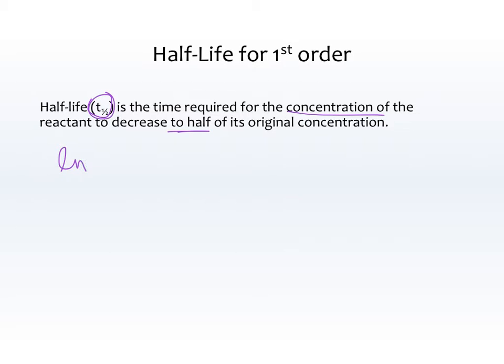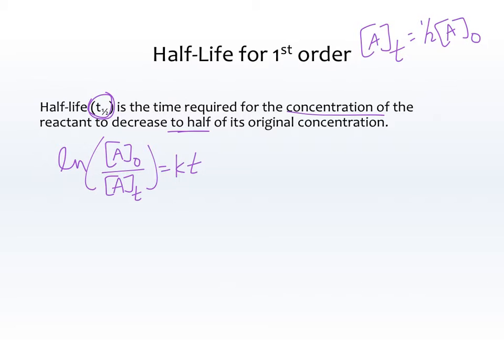So starting with that original integrated rate law, ln A_0 over A_t equals kt, I'm going to derive an equation for half-life. When the concentration of A is half of what it was initially, then A_t is equal to 1/2 A_0, because A at time t is half of what it was at time 0. So plugging that in, I have ln A_0 over 1/2 A_0 equals k t 1/2. And I'm denoting t as t 1/2 because I want to make sure we're talking about not just some random time, but the half-life time.